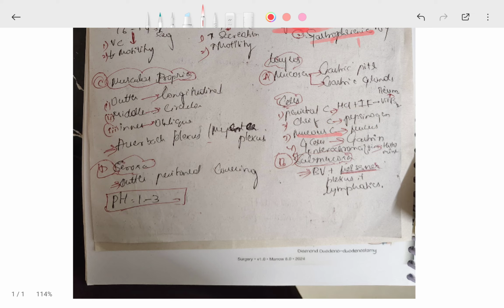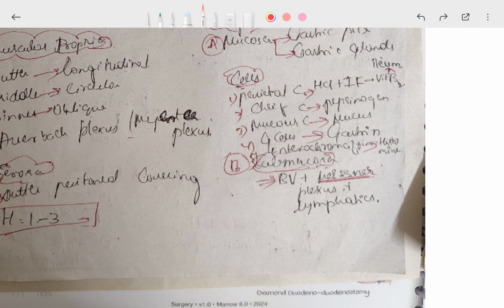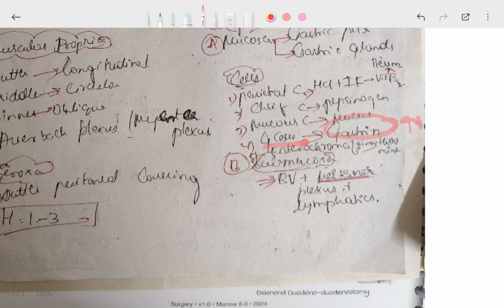And mucous cells secrete mucus, which protects from the acid. G cells secrete gastrin, which enhances acid secretion. And enterochromaffin cells secrete histamine, which also enhances acid secretion. And you have the submucosal layer, where you see blood vessels, and Meissner's plexus will be there. This Meissner's plexus helps in absorption and secretion. And you have lymphatics in the submucosal layer.